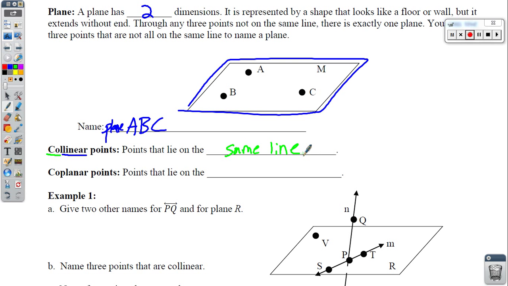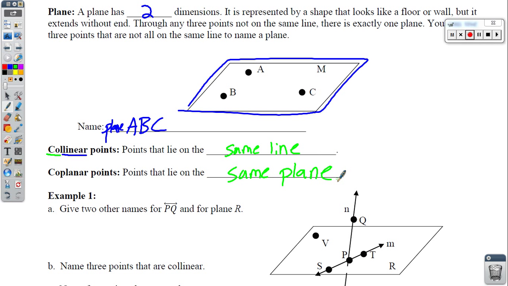And then coplanar points, very similarly, are points that are together on the same plane. And then we can, of course, have non-collinear points and non-coplanar points.